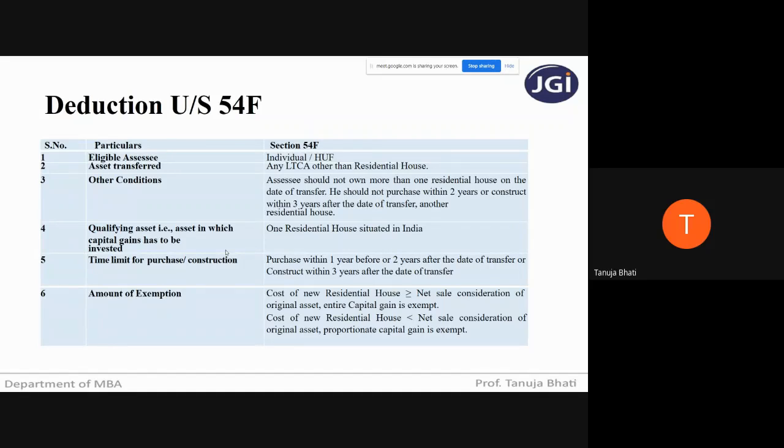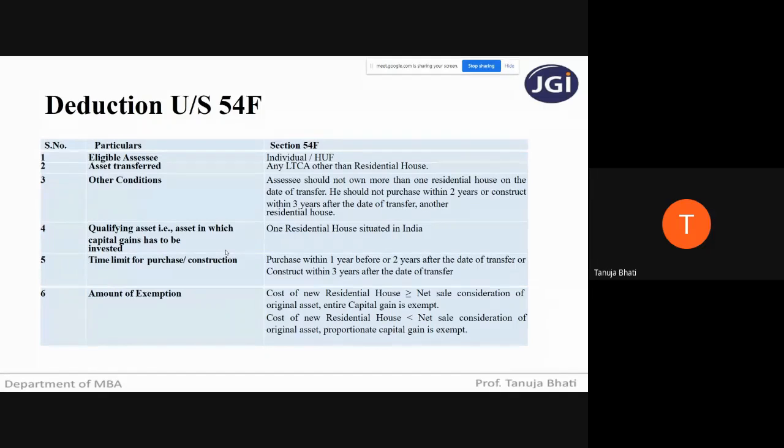So students, remember section 54F is available only to individual and HUF who is transferring any long-term capital asset which is not a residential house, but he is investing in a residential house. That residential house should be purchased 1 year before or 2 years after the date of transfer, or if he is constructing it, he should construct it within a period of 3 years. Then only he will be eligible for deduction under section 54F. So students, have you understood this deduction under section 54F? Yes? Yes, students? Yes, ma'am. Okay.